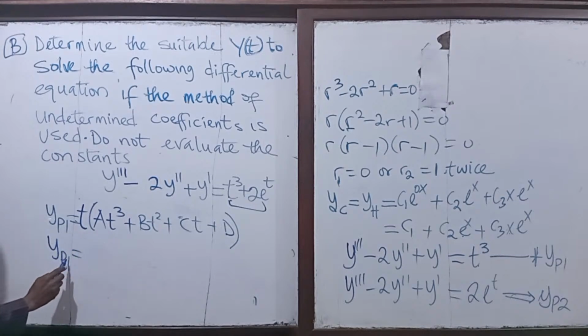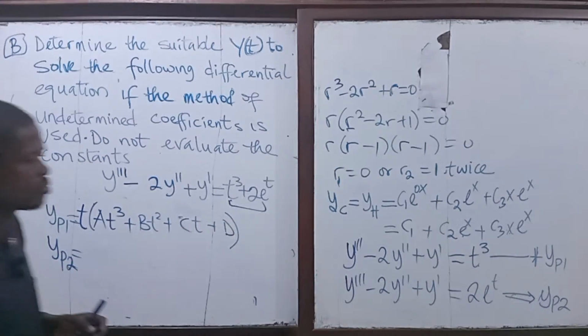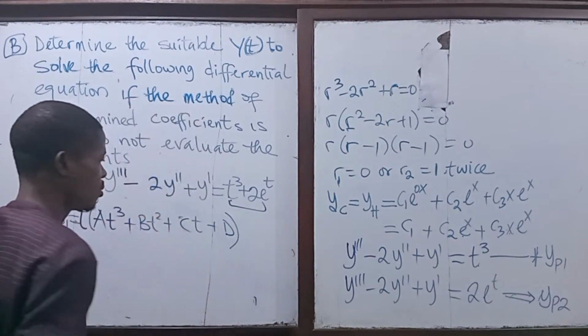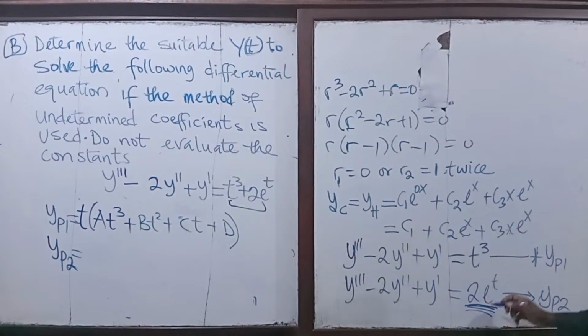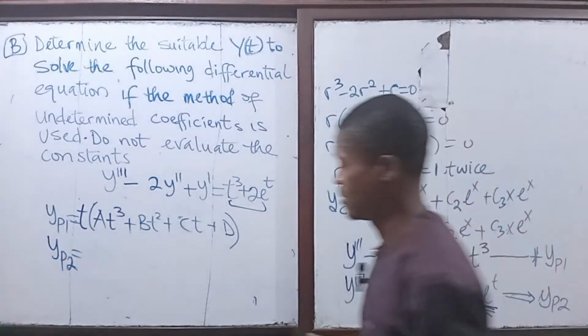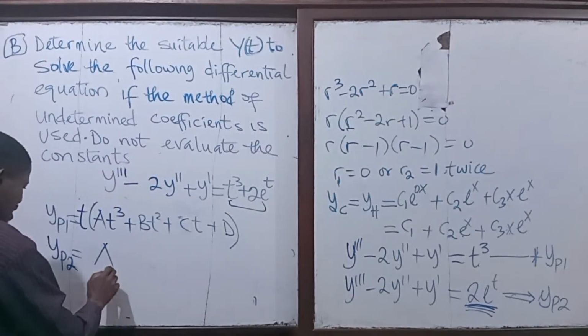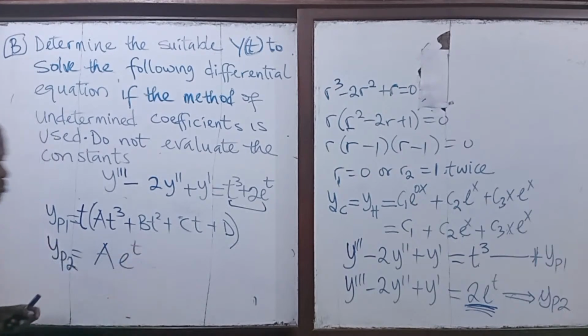Then we go to the yp2. In yp2, we have the exponential, we have e. One of the rules of undetermined coefficients is when you have an e function, the 2 is just a constant. First of all, you write the same function, a e to the power t. You won't put the 2 there. You will replace that 2 with a constant.